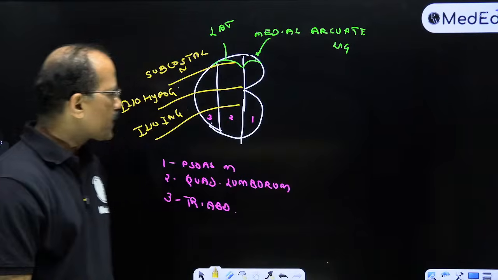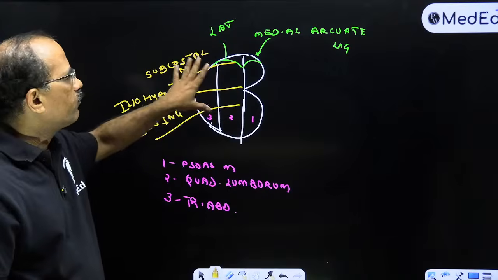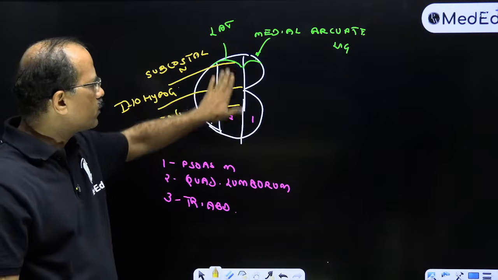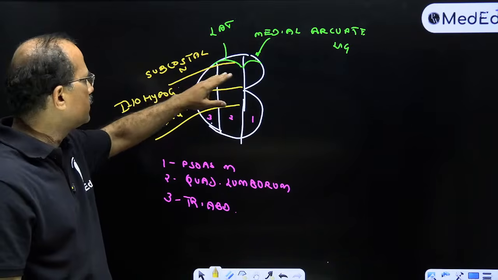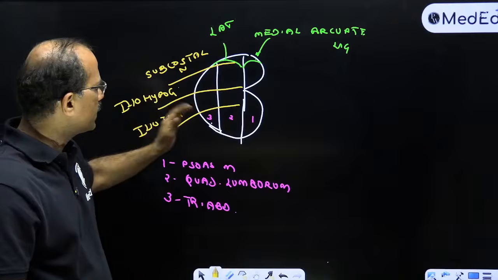Clear? While approaching the kidney from the posterior aspect: psoas major, quadratus lumborum, transverse abdominis, medial arcuate, lateral arcuate ligament. This is the subcostal nerve, iliohypogastric, ilioinguinal nerve.